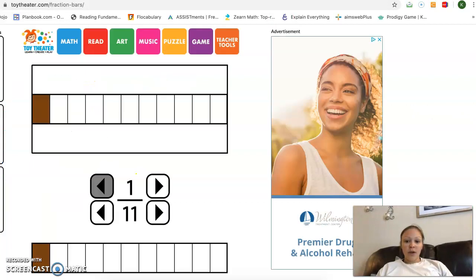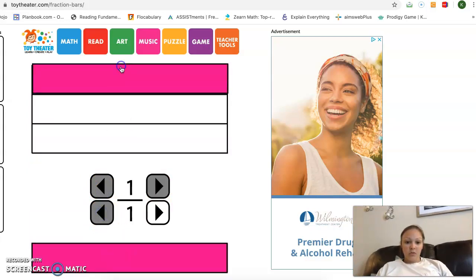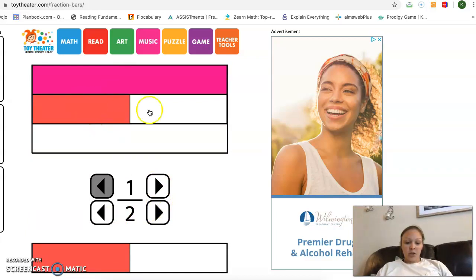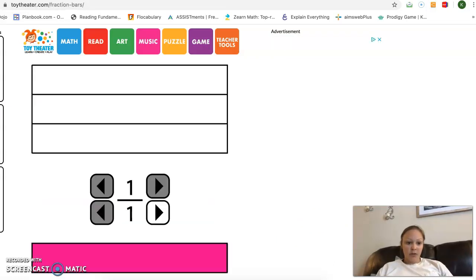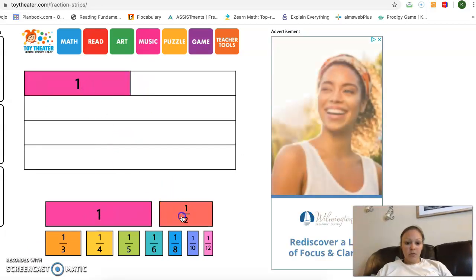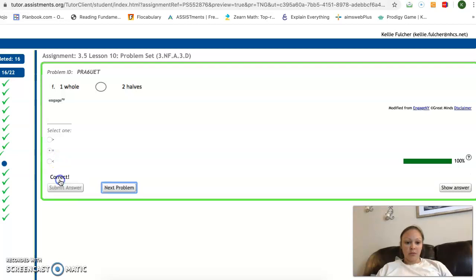1 whole and 2 halves. All right, here is 1 whole, and here is 1 half. Let me show you what it looks like when we have 2 halves. Nope, not that one. All right, here's 1 whole. Here's 1 half, 2 halves. We can tell that they are equal. 1 whole and 2 halves are equal to each other.